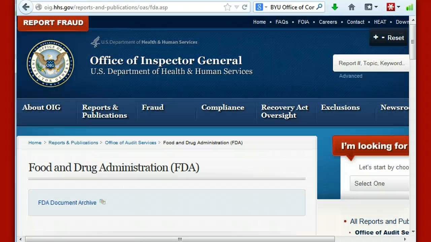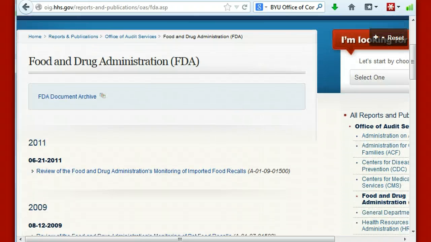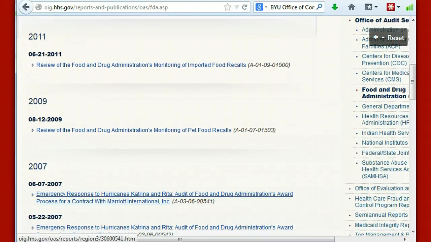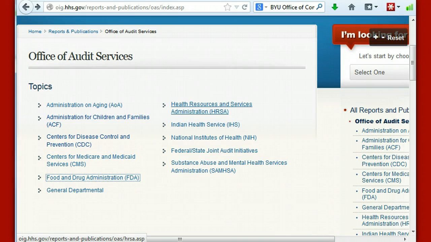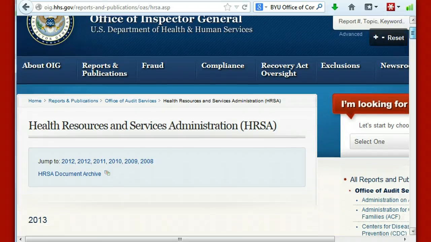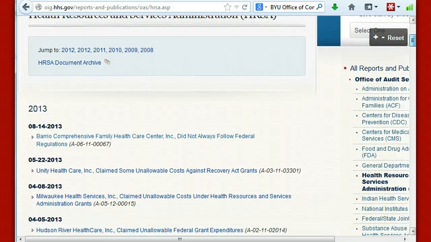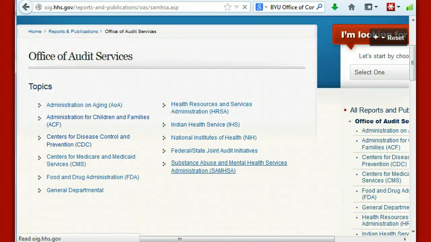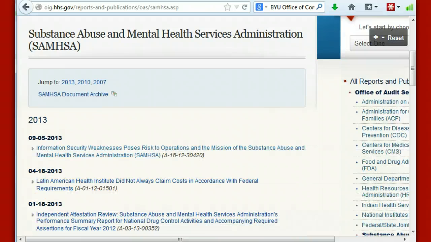So the FDA. These are older ones. They have some recalls. Really not applicable to the areas we're looking at. For HRSA, let's see here. You can see Comprehensive Medical Family Healthcare Center. You can look at some of the others that would fall under this, and I know we do have some students who are working in some of these areas. The other is with mental health and substance abuse.